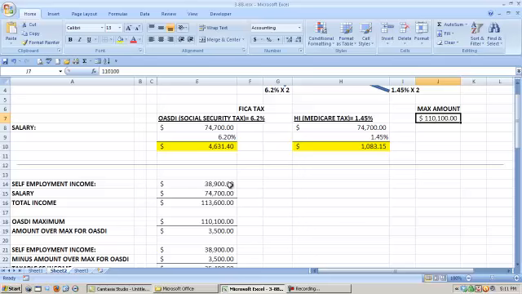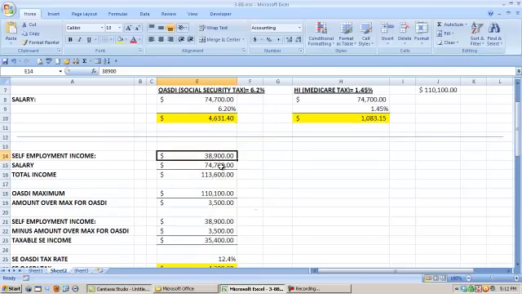So let's take a look at how much he's earned this year. He had a salary of $74,700, and in addition to that, now he has this self-employment income of $38,900. Up here we've already calculated the amount of FICA taxes that have already been withheld from his salary of $74,700. Now we've got to figure out what he has to pay in self-employment tax for this $38,900 that he netted from his accounting work.